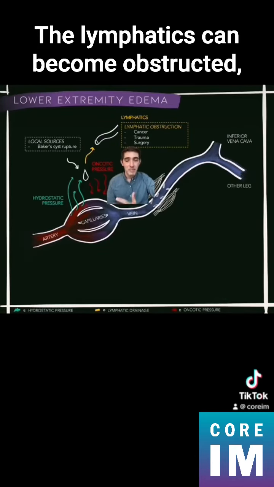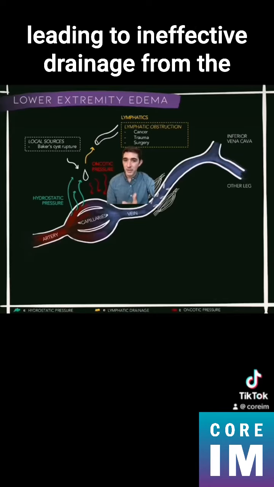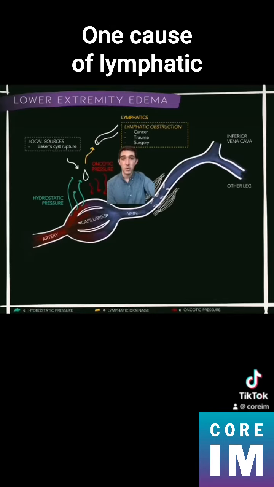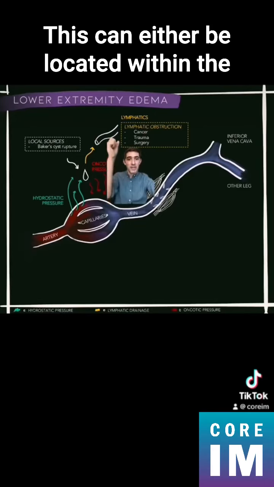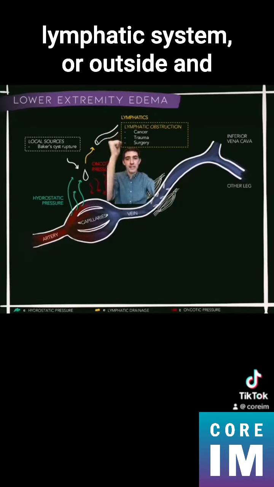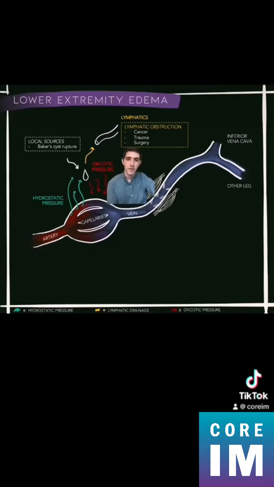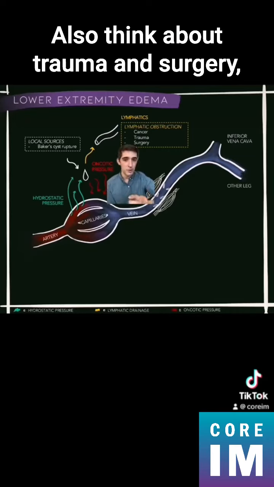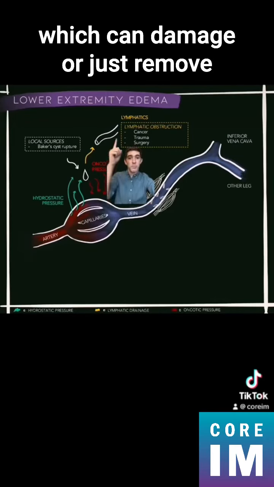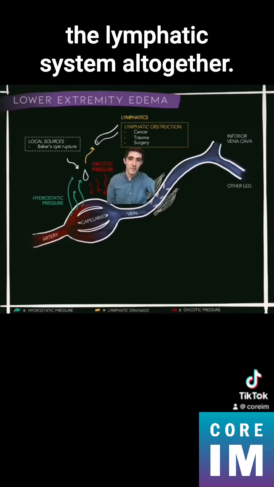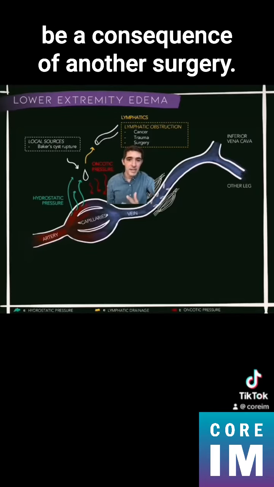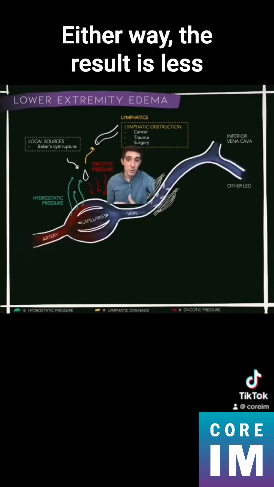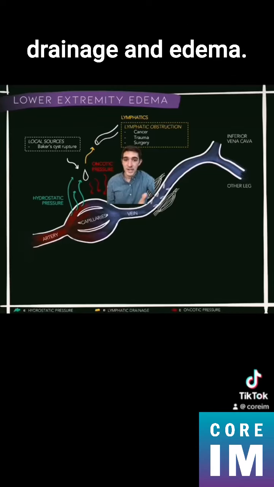The lymphatics can become obstructed, leading to ineffective drainage from the leg and edema. One cause of lymphatic obstruction is cancer. This can either be located within the lymphatic system or outside and pressing on it. Also think about trauma and surgery, which can damage or just remove the lymphatic system altogether. This can be intentional, like in a lymph node dissection, or it can be a consequence of another surgery. Either way, the result is less drainage and edema.